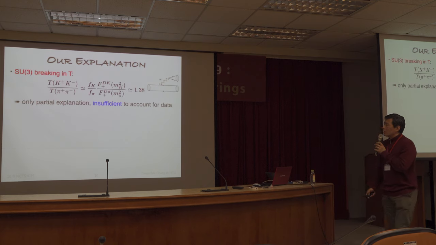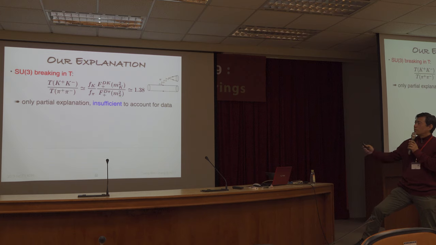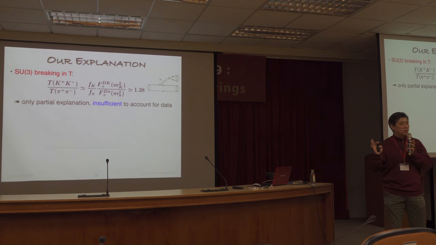So what about our explanation? First, as many other people proposed, there should be SU(3) breaking in the tree diagram. If you compare these two within factorization, you can write down a ratio of decay constants and form factors. But you find that this ratio is only about 1.4. After you square it, it's about 2. So you cannot explain the discrepancy of 3.